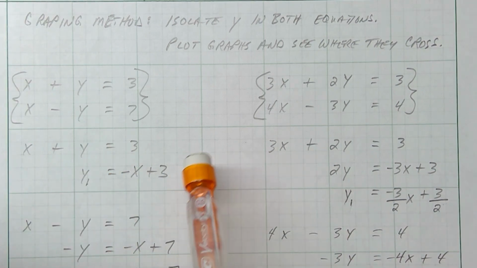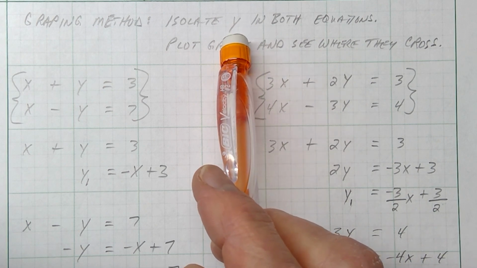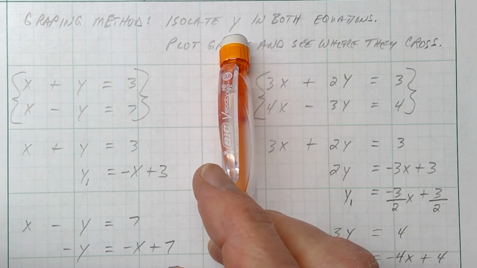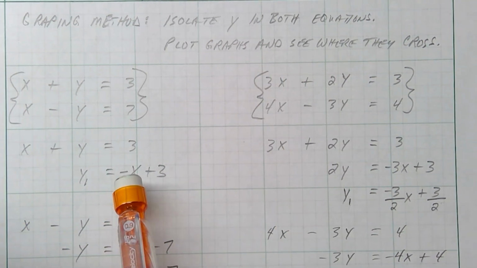Now, for the graphing method, we just have to isolate y in both equations. There's no ifs, ands, or buts about that. It's got to be y equals. So we got to get y alone. And then we plot the graphs, and we see where they cross.